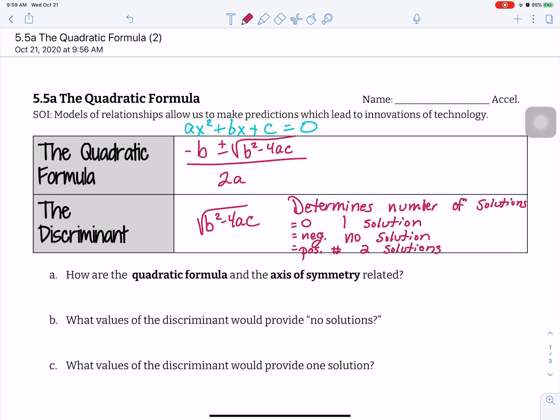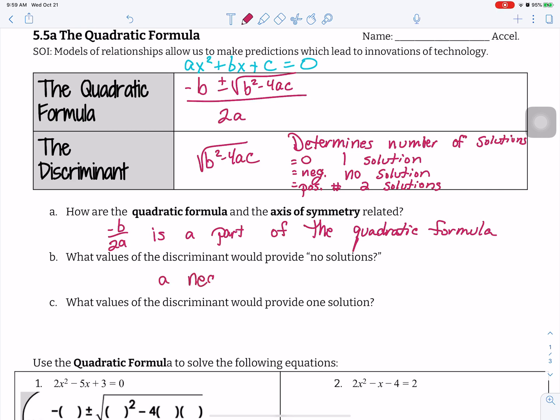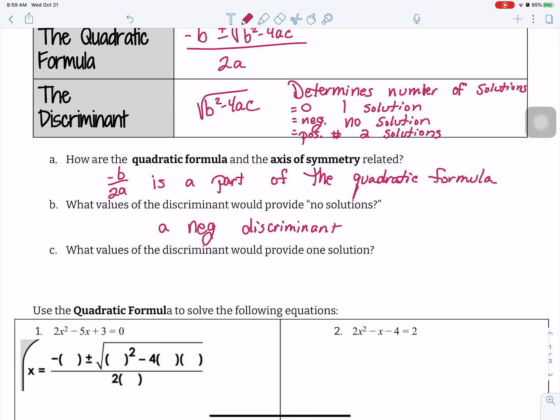We've already talked about that first part, that the axis of symmetry is related because the opposite of b over 2a is a part of the quadratic formula. And then again, we've written it up there. So no solutions is going to be a negative discriminant. And then one solution would be a 0 discriminant.